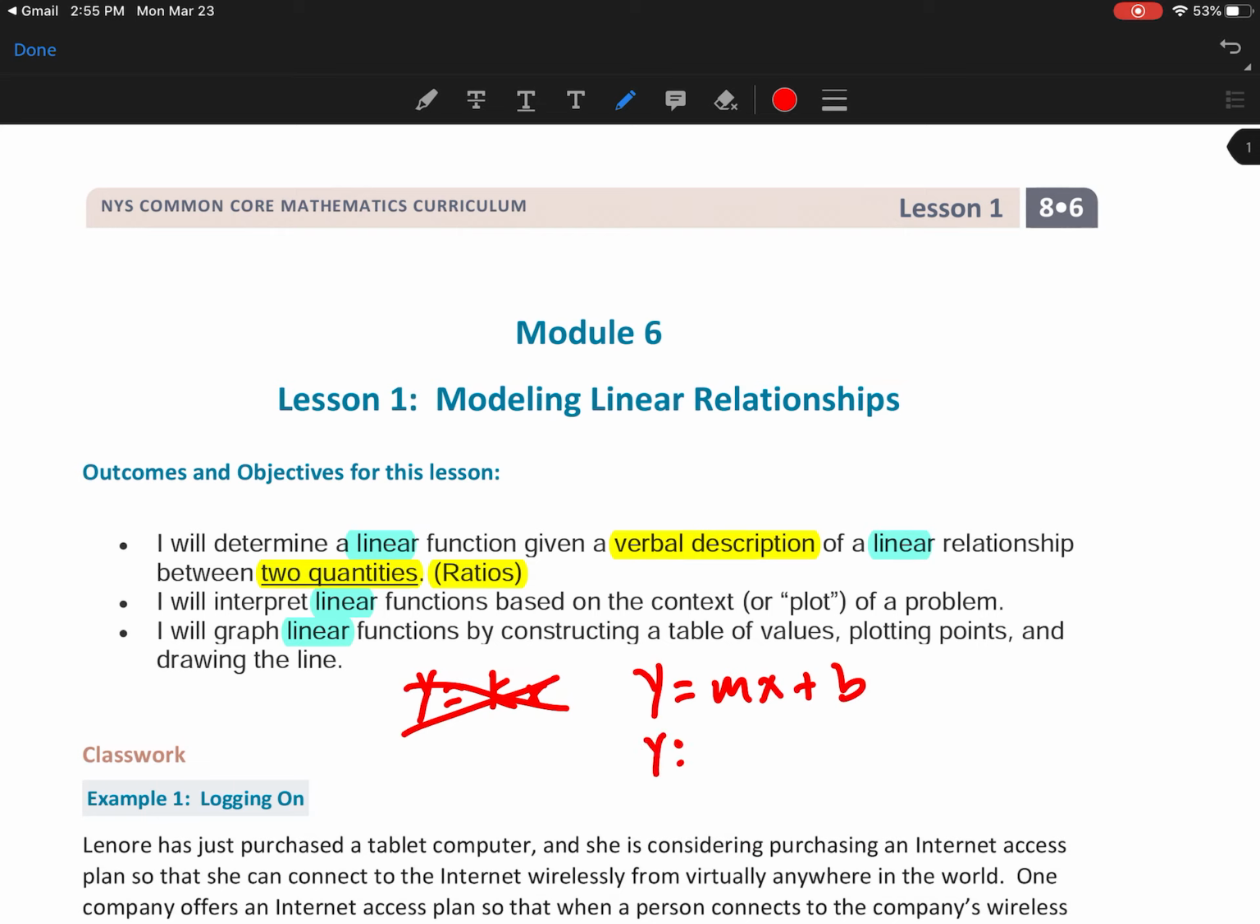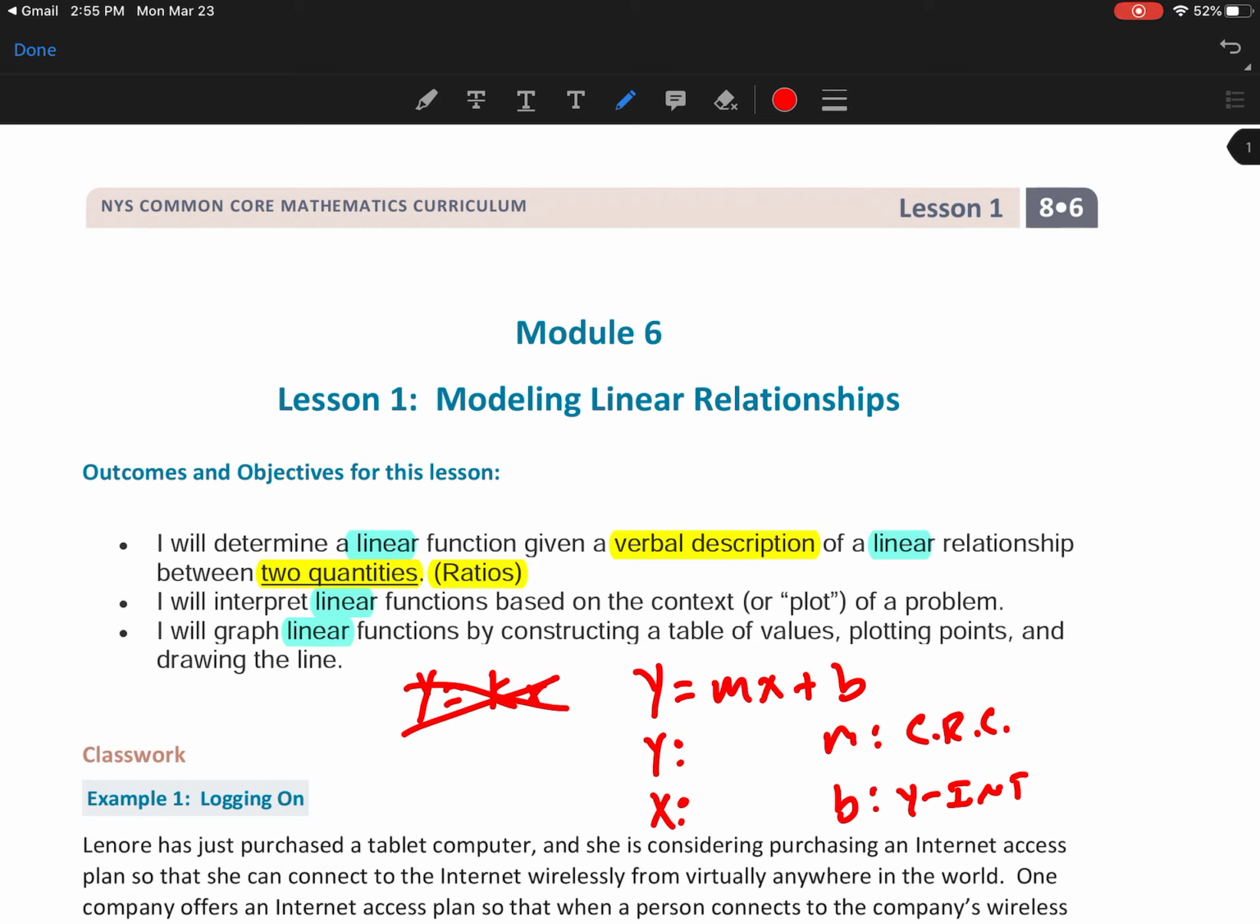Where the y value represents one quantity, and the x value represents another quantity, and we have m and b, where m is going to be some kind of ratio. M is going to be our constant rate of change, okay? And b is going to be our y-intercept, and depending on the situation we're working on, that y-intercept is going to have a meaning that aligns somewhere with the story.